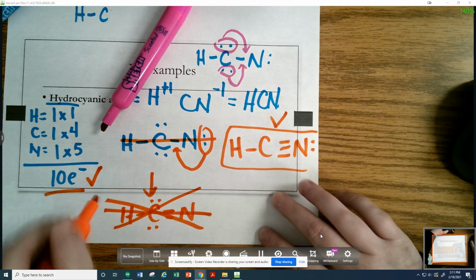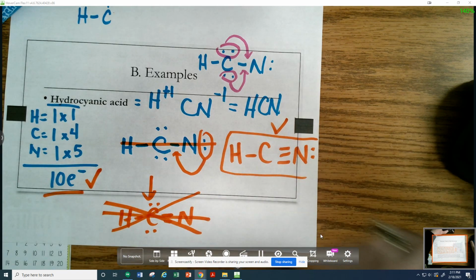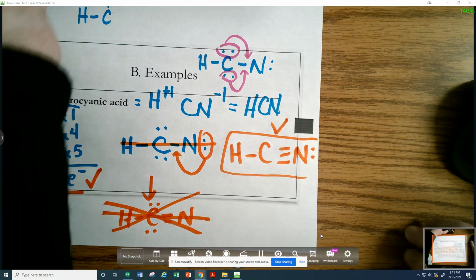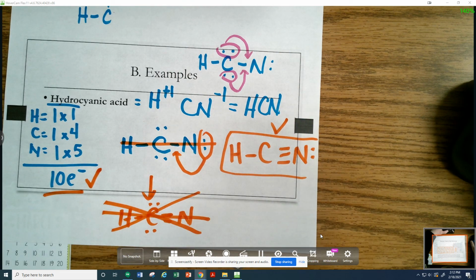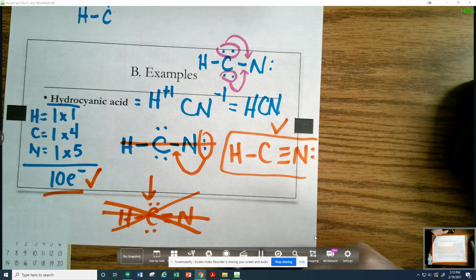This is not. So again, what you're looking for here is, do you have enough electrons? When you do not have enough electrons, this is where you go from a single to a double or triple bond.